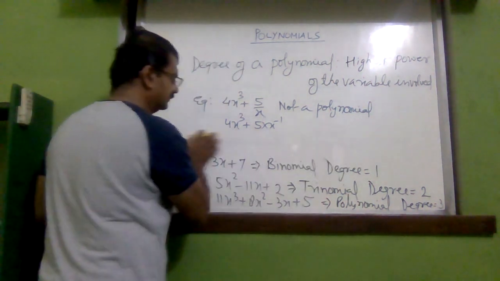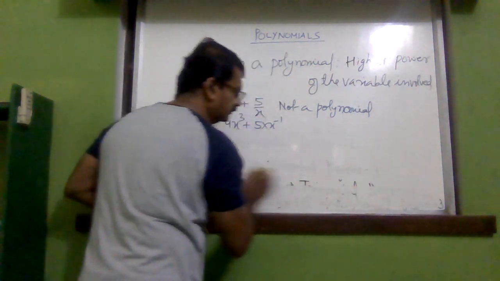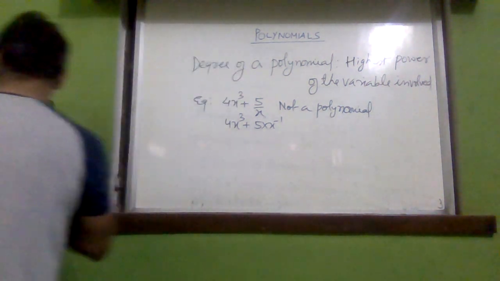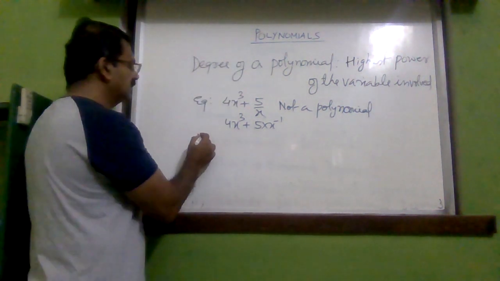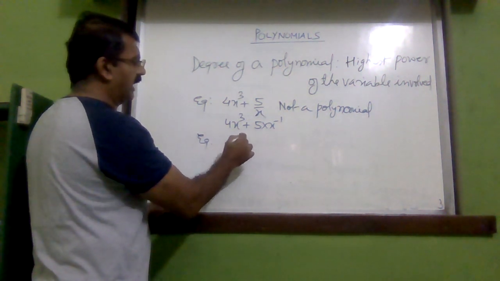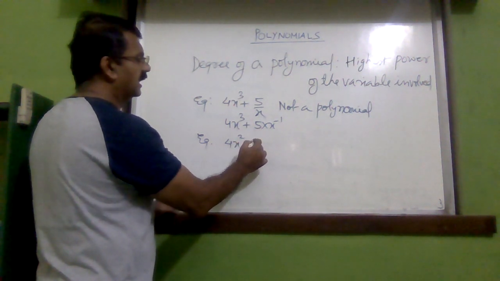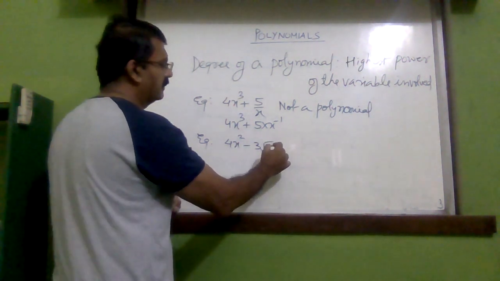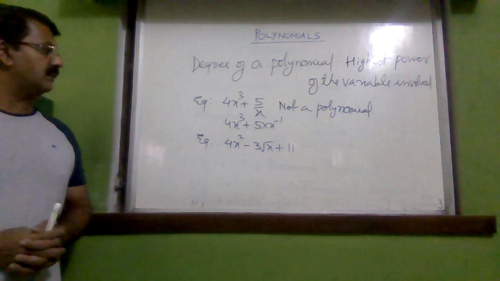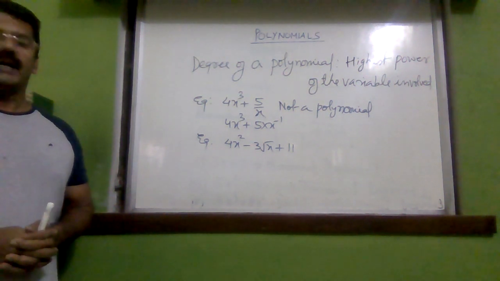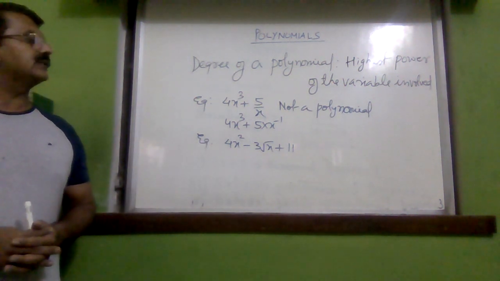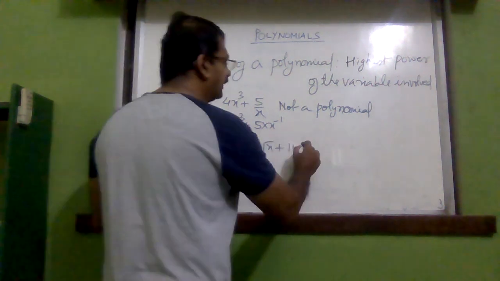Now, one more example. Suppose there is a term 4x square minus 3 root x plus 11. Again my question is, is this a polynomial? The answer is no, it is also not a polynomial.